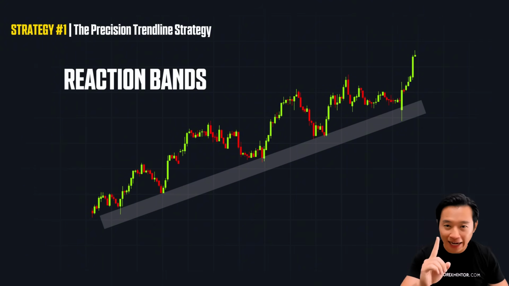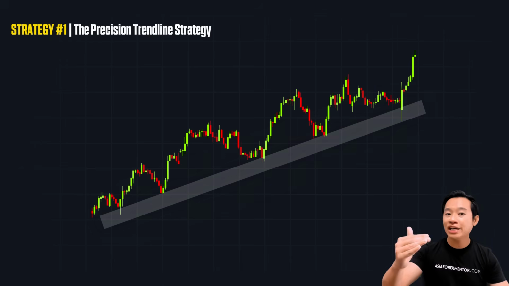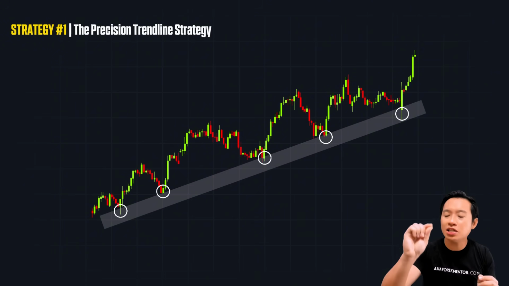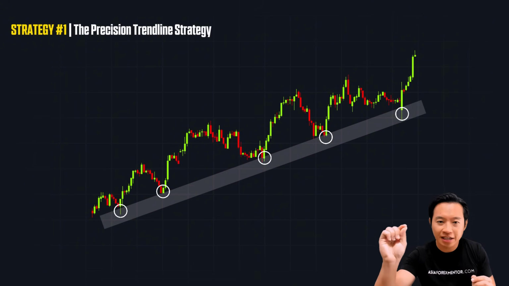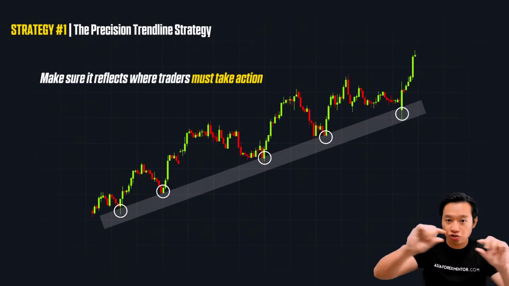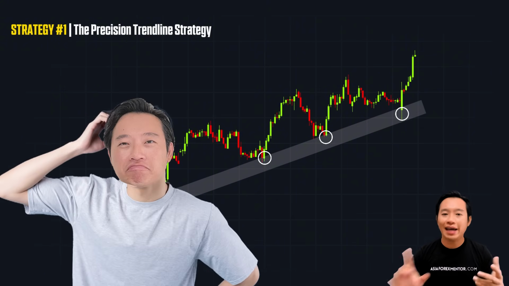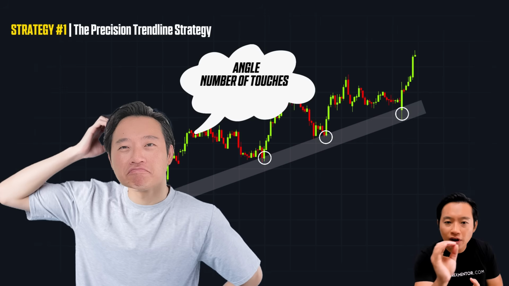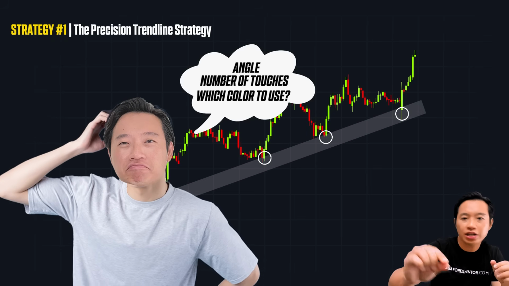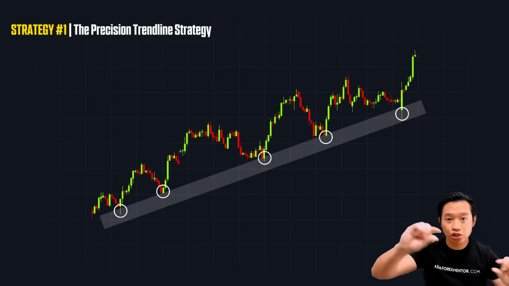So as long as your line sits within that zone of influence and is near major swings, it's valid. You don't have to over-polish it and adjust it again and again. Just make sure it reflects where the traders must take action. I've seen traders obsess over the angle and the number of touches. Oh, you must have an exact number of touches? Which candlestick color is going to touch it? None of that matters if the line isn't built on actual structure.